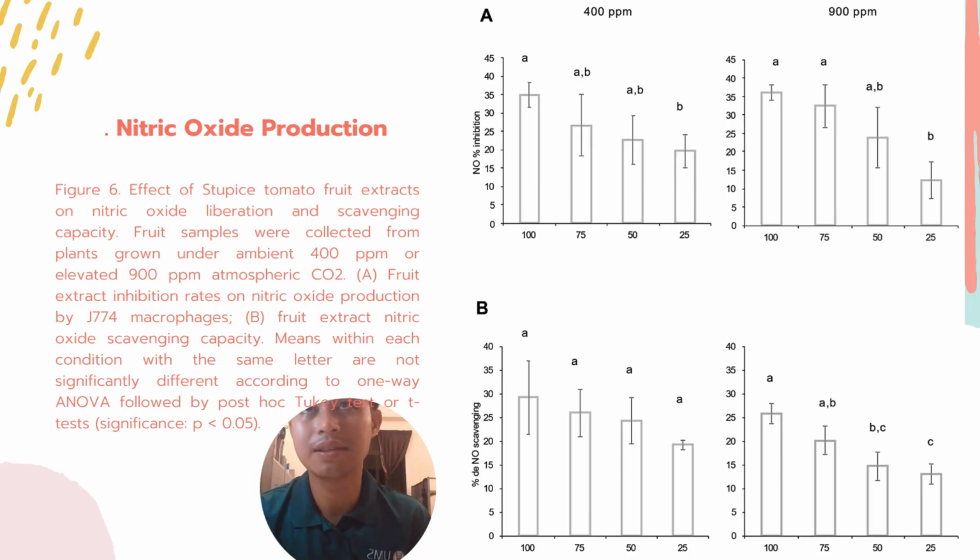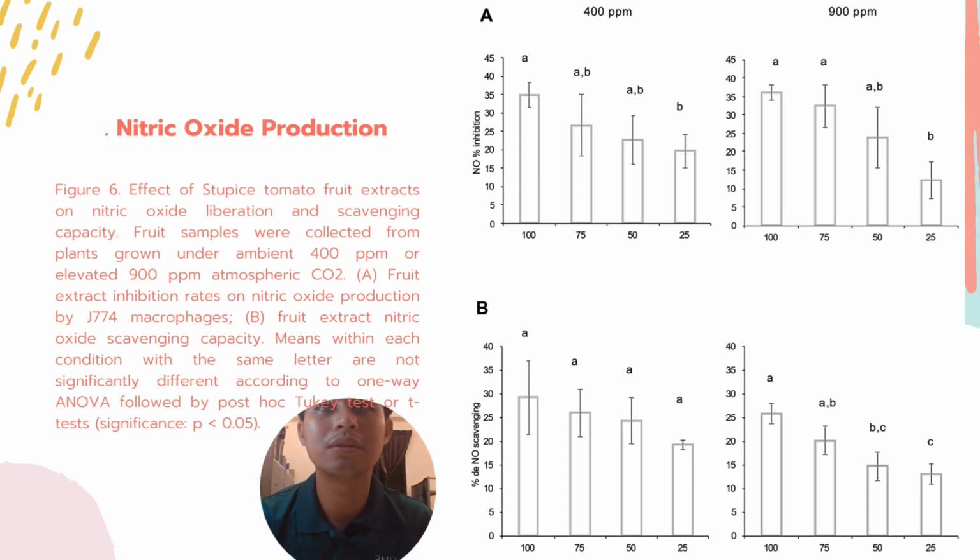The next graph is nitric oxide production. The effect of Stupici tomato fruit extracts on nitric oxide liberation and scavenging capacity. Fruit samples were collected from plants grown under ambient 400 ppm or elevated 900 ppm CO2. A is for fruit extract inhibition rates on nitric oxide production by J774 macrophages. B graph is fruit extract nitric oxide scavenging capacity.